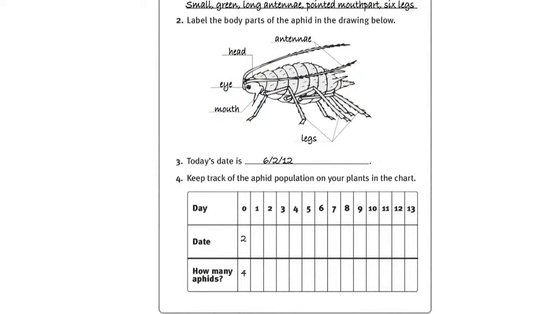Then tell students to find the population chart on the activity sheet and fill in today's date just below day 0. Have students record the total population of aphids on their activity sheets.